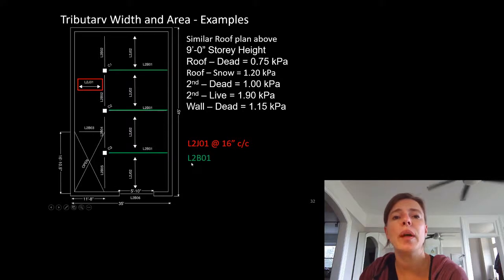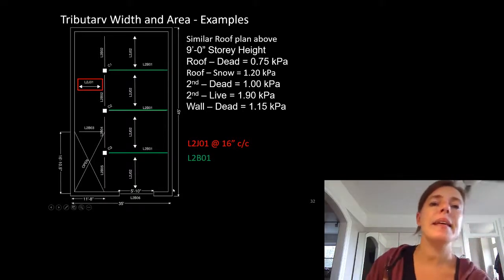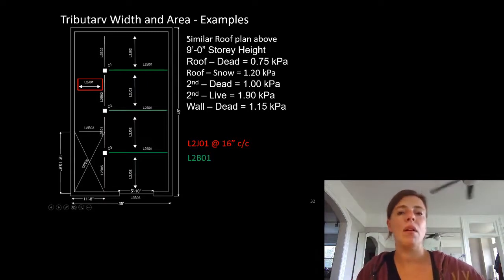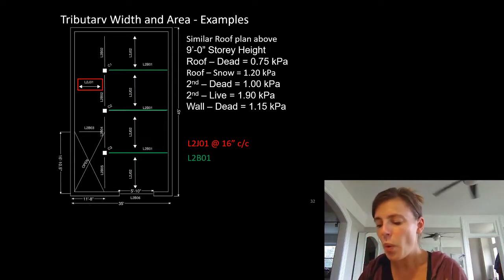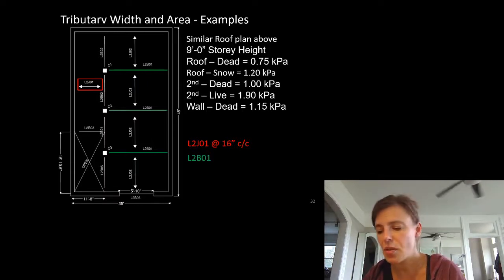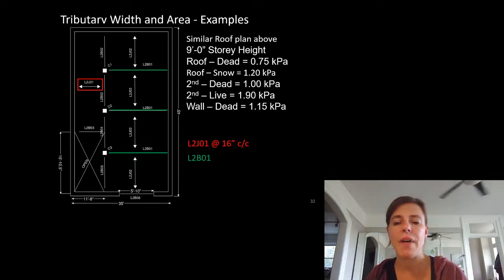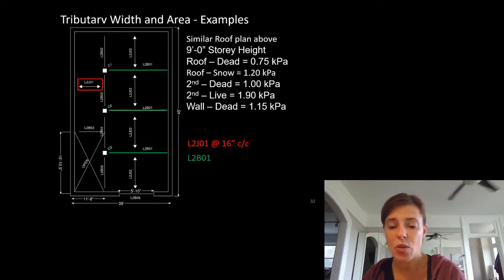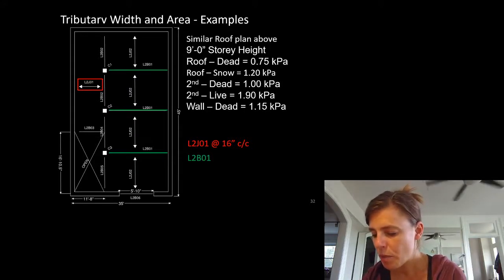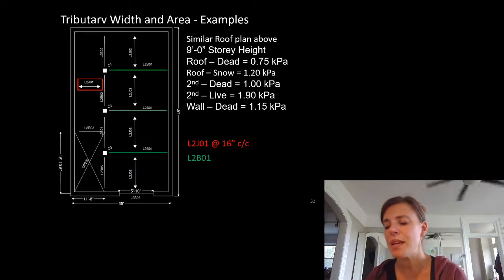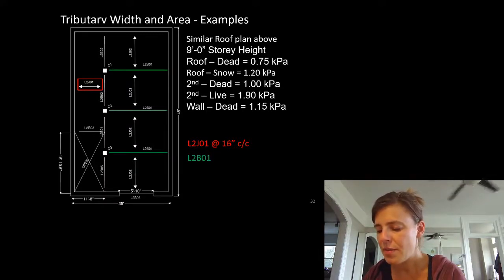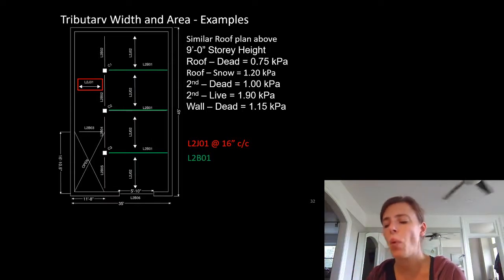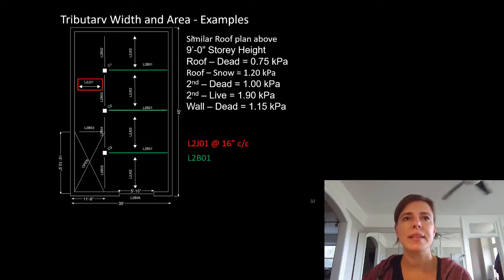Let's look at the tributary width of L2BO1, or these beams right here. We can see that this length is 45 feet long. Let's just convert that into metric. We know that a foot has 12 inches, so let's take 45 and multiply it by 12. We get 540 inches. We know that an inch has 25.4 millimeters in it, so we can multiply that by 25.4 millimeters. That gives us 13,716 millimeters. Sometimes it's easier to talk about these things in meters, so let's divide by 1,000. And we're going to get 13.716 meters.